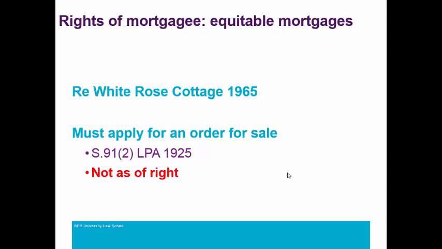And of course, as I've just said, the enforceability of an equitable mortgage does seem to be discretionary and not as of right, so the lender would be well advised to go to court for an order for possession and sale rather than blundering in by itself.